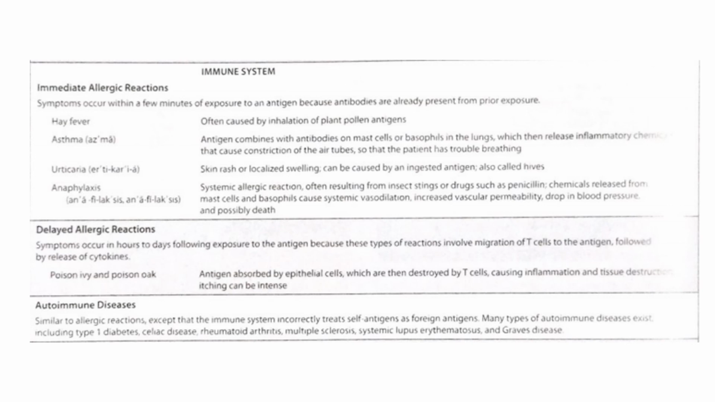So, it includes your type 1 diabetes, celiac diseases, rheumatoid arthritis, multiple sclerosis, systemic lupus erythematosus, and Graves' disease. You also have your severe combined immunodeficiency, which are congenital because both B cells and T cells fail to form. And you also have your acquired immunodeficiency syndrome or AIDS, which is actually an example of a life-threatening disease caused by the human immunodeficiency virus.